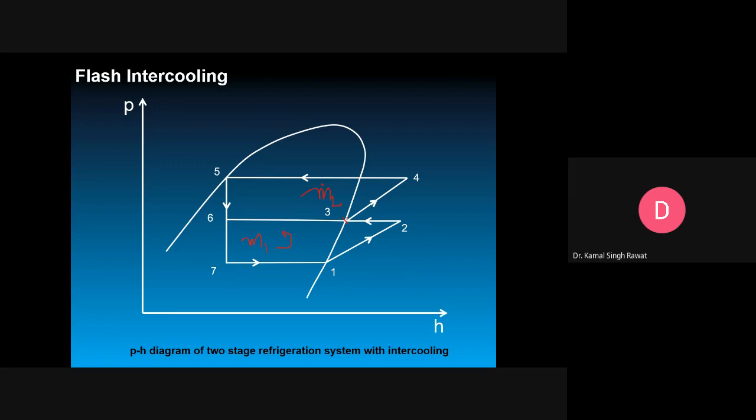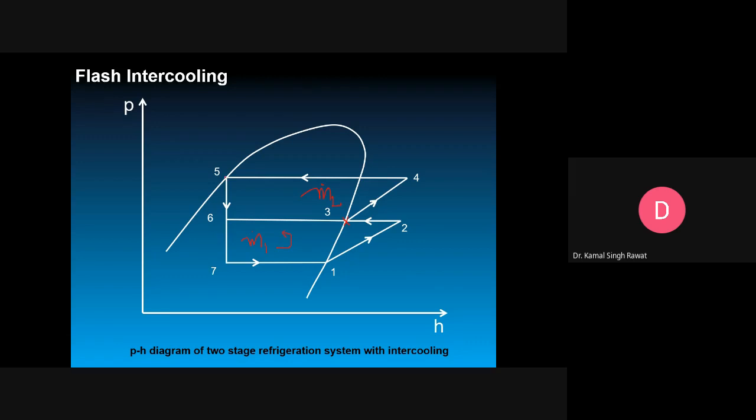So it reached point 3, which is the saturated vapor condition. At point 3, this is the entrance of the second compressor, and in the second compressor there is an isentropic compression, where the vapors are compressed from the intermediate pressure to the condenser pressure in process 3 to 4.